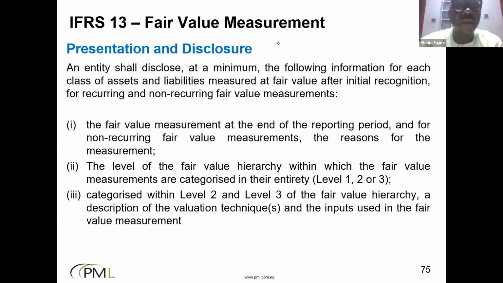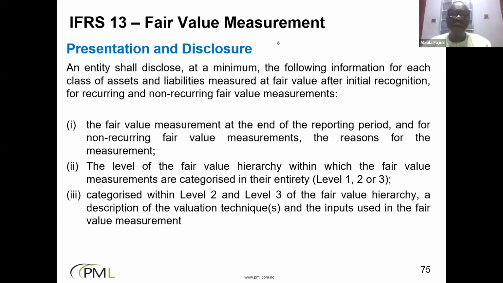What do we present in the financial statements? An entity shall disclose at a minimum the following information for each class of asset and liability measured at fair value after the initial recognition. So for your financial statement, you need to disclose the following: the fair value measurement at the end of each reporting date. You need to state the fair value of your instrument at the end of each reporting date. And if you are familiar with financial statements, when you go to the financial risk management section, you will see the fair value amount being disclosed for each category of items or line in the financial statement.